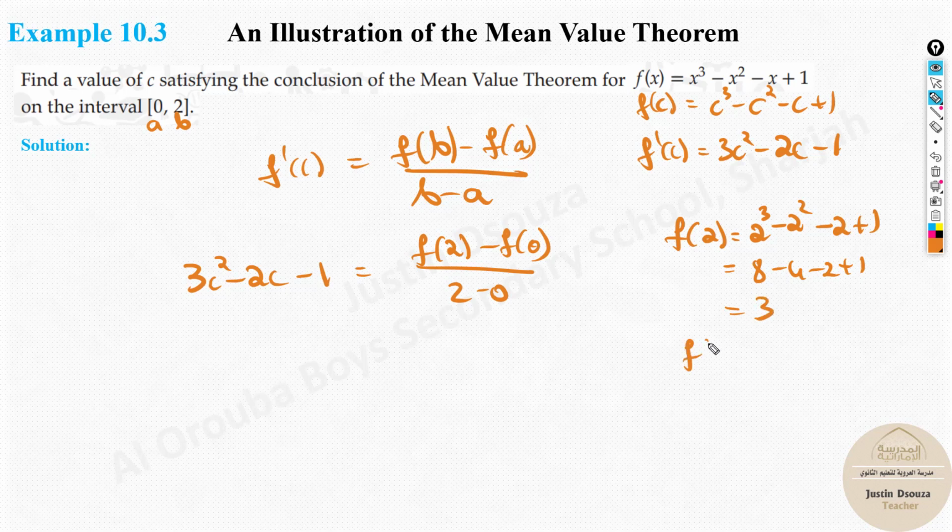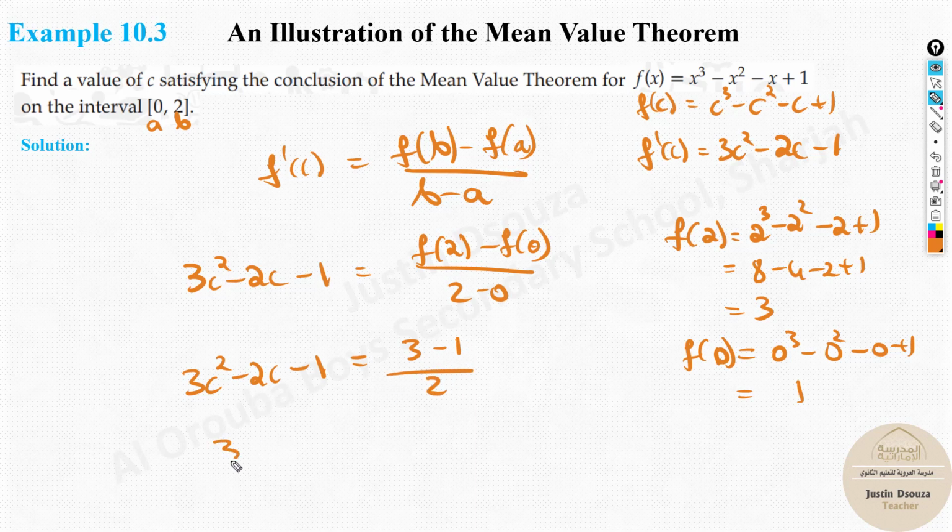This is 3. What about f of 0? It'll always be very easy if it's 0. It's 0 cubed minus 0 squared minus 0 plus 1, so you're remaining with 1. Now substitute over here. 3c squared minus 2c minus 1 equals, what is f of 2? 3 minus 1, divided by 2 minus 0, which is 2. So this would basically turn to 2 by 2, which is 1. And now take this 1 to the other side. It will be 3c squared minus 2c minus 1 equals 0.